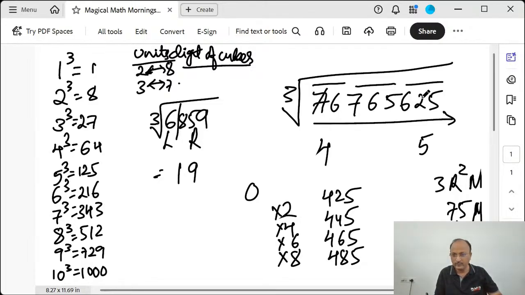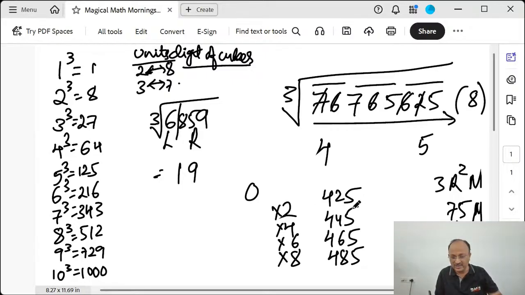7 2 eliminated. Then we'll take the other things. 6 plus 6, 6 3s are 18. 18 means 1 plus 8, 9 eliminated. 5 2s are 10 plus 7, 17. 17 means 1 plus 7, 8. 8 is the digit sum.